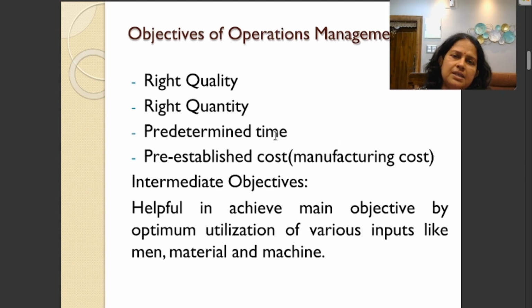To achieve this objective, we need some intermediate objectives. So what are the intermediate objectives? The intermediate objectives are nothing but man, material and machine. We take the use of human resources, HR management, that helps us to achieve the main objective of operation. We take the use of machines. Machines help us to achieve the target or objective of operation management. So these are the intermediate objectives which help us to achieve the primary objective of operation management.